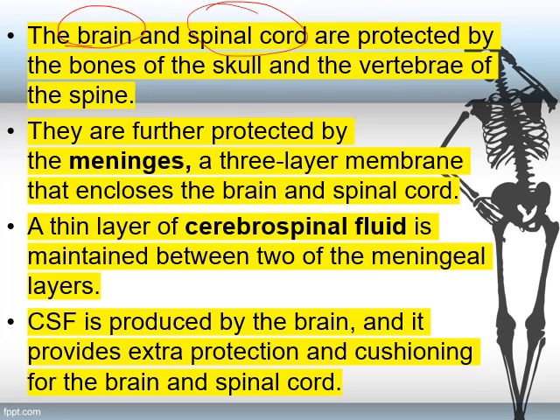So, after the cranial cavity, we have meninges. So, first layer is the cranial cavity, and then the second layer for that are the meninges. This is a 3-layer membrane that encloses the brain and the spinal cord. So this is for further protection. So aside from the cavity, may meninges pa, which are 3-layer.